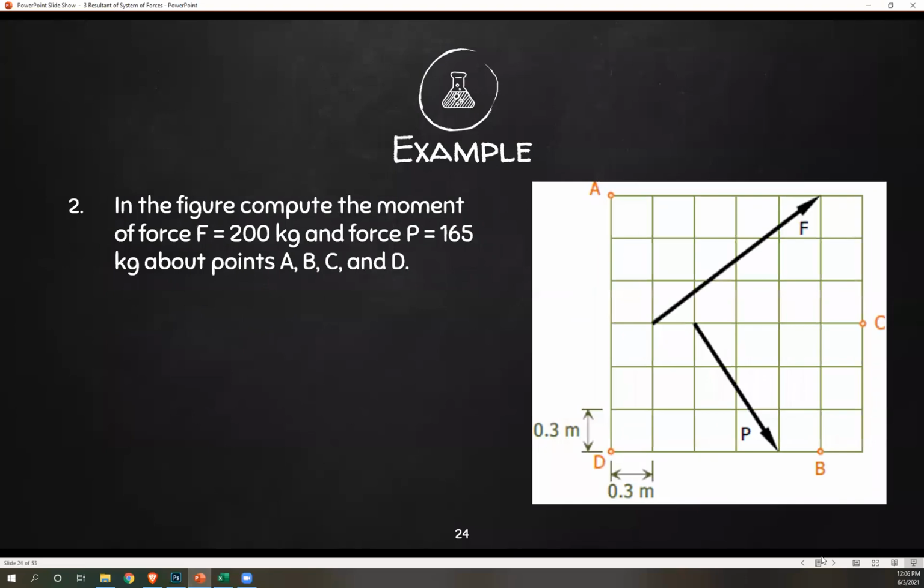Number 2, in the figure, compute the moment of force F equals 200 kilograms and force P equals 165 kilograms about points A, B, C, and D. So once again, we're looking for 8 answers here: moment of force F about A, B, C, D, and then moment of force P about A, B, C, D. Looking at the matrix, each side is equal to 0.3 meters. So that is our basis for our distances for our equation for moment. Okay, let's begin.